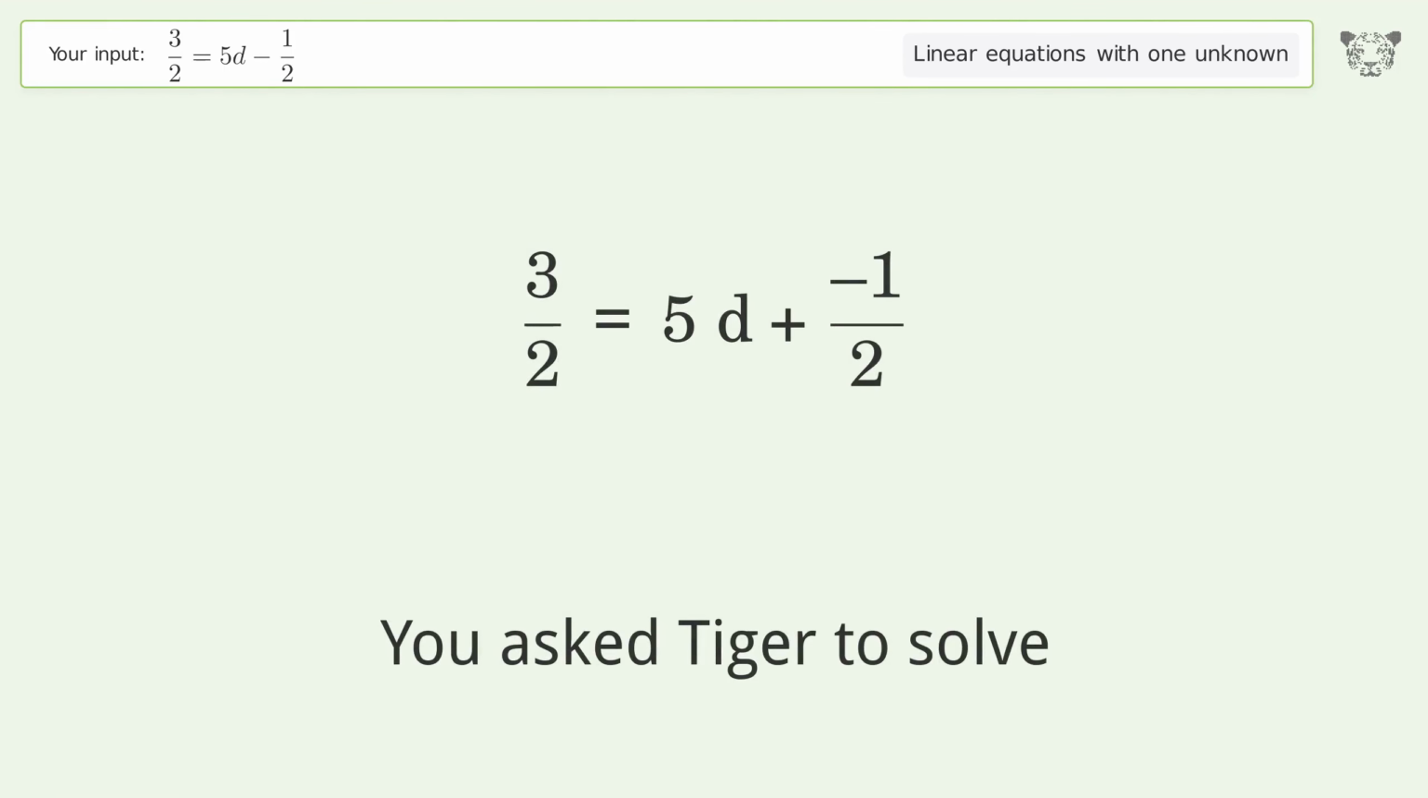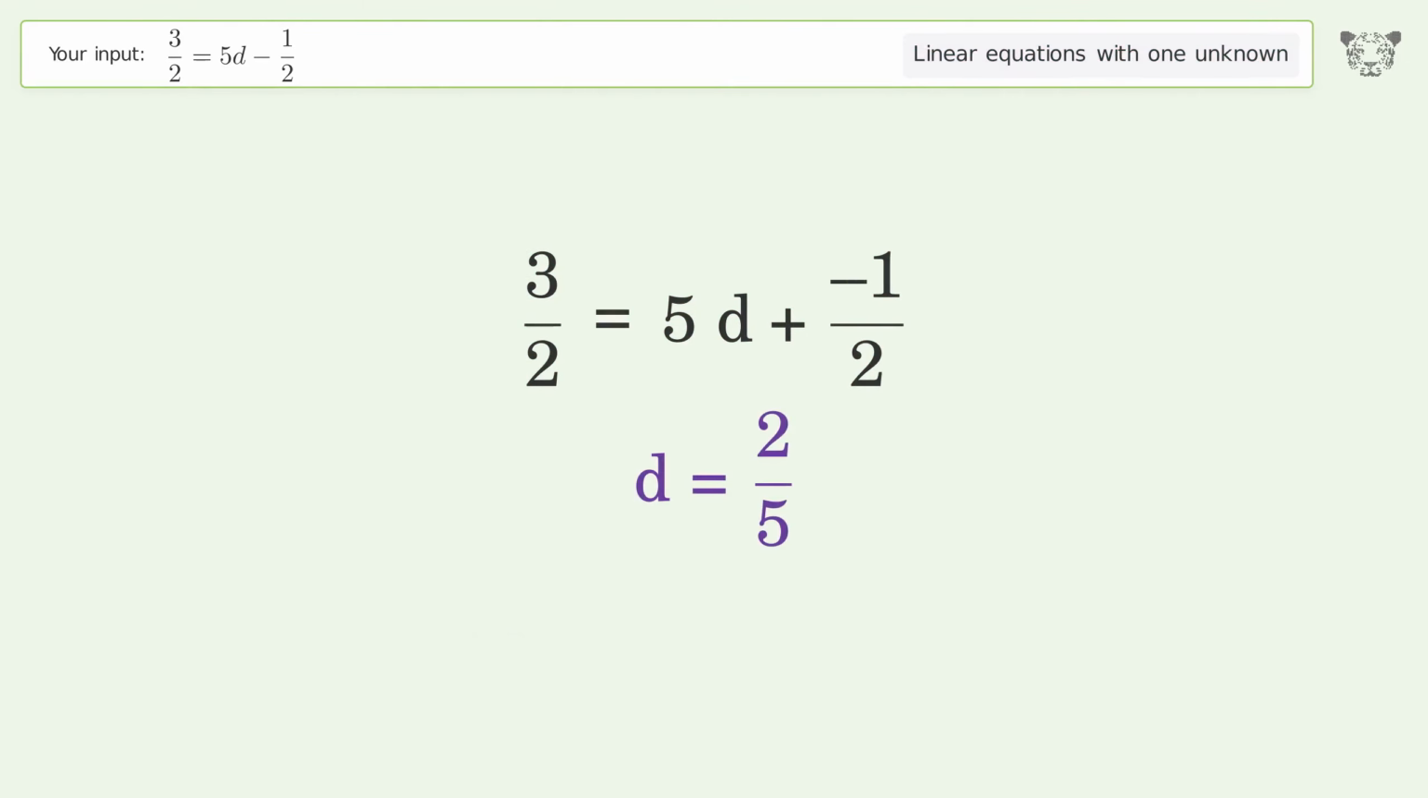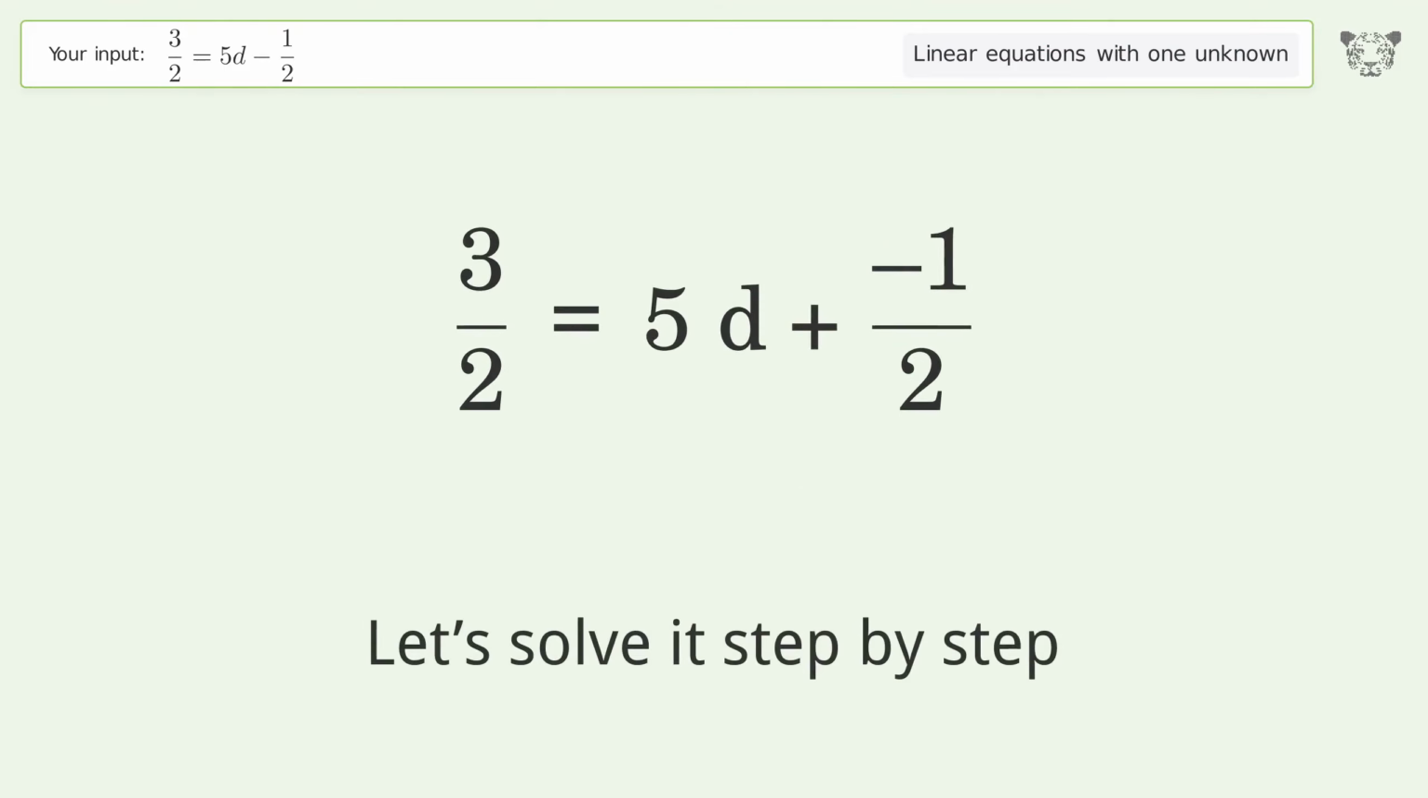You ask Tiger to solve. This deals with linear equations with one unknown. The final result is d equals 2 over 5. Let's solve it step by step.